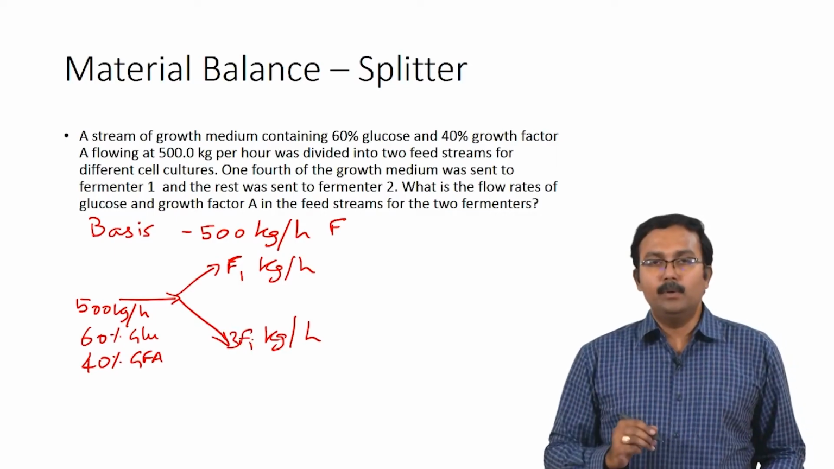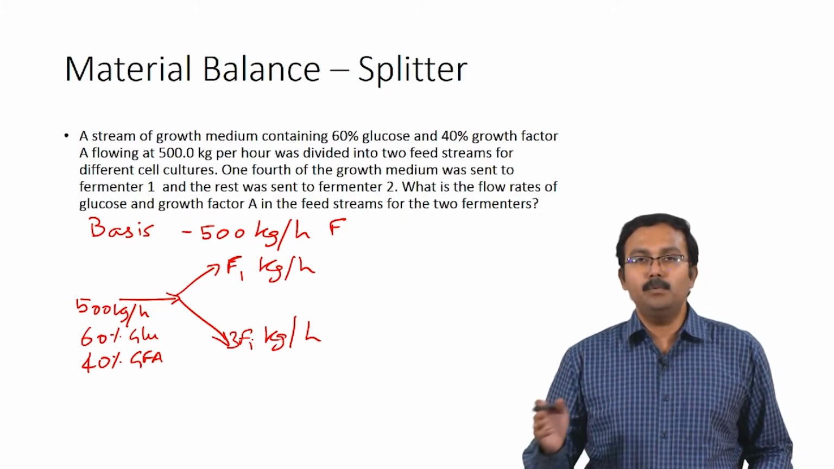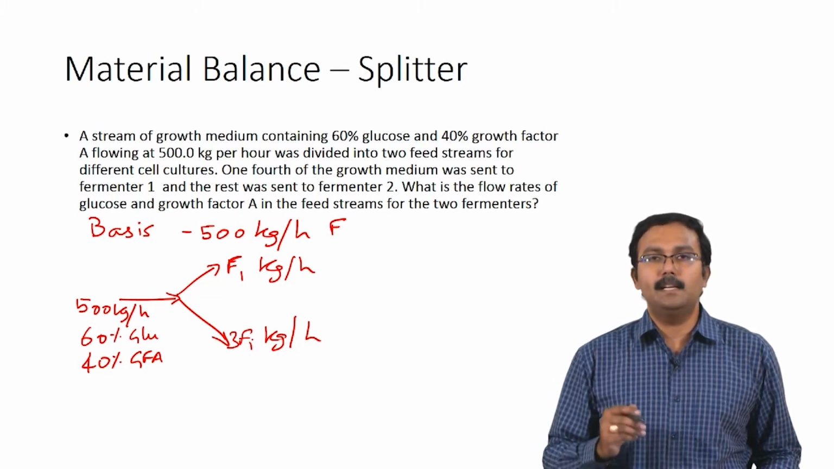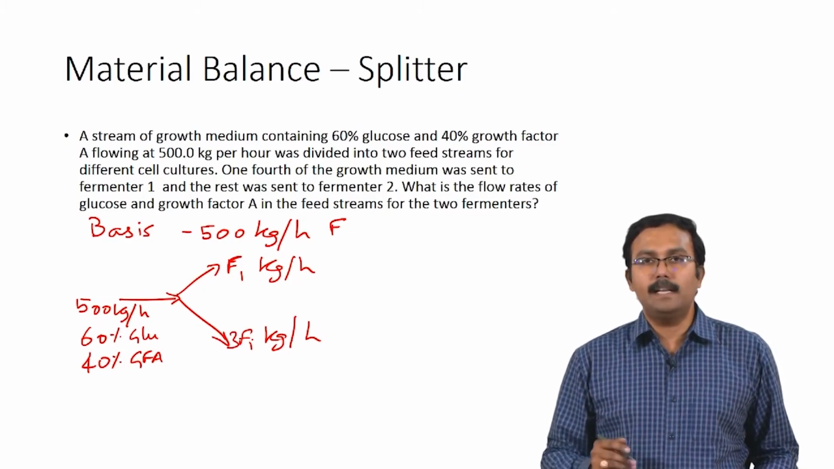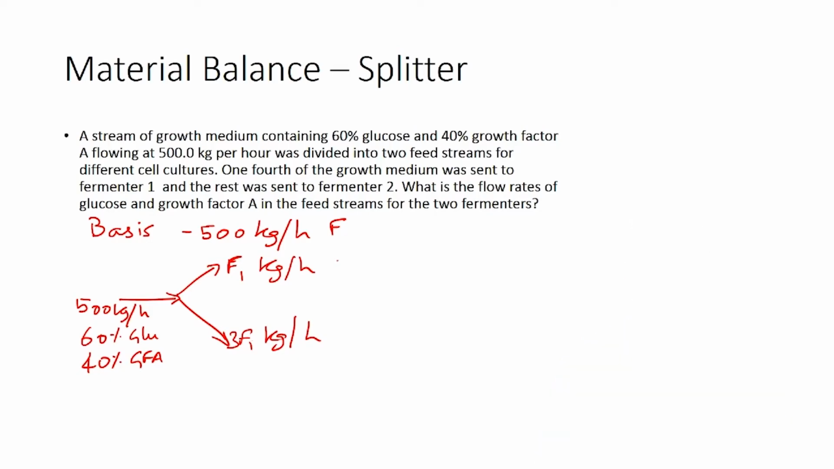As we already know, the splitter makes sure that the flow is split into multiple streams, but it does not affect the concentration of the substances present in the stream. This means these two exit streams would also contain 60% glucose and 40% growth factor A. So the compositions of these two streams are 60% glucose and 40% growth factor A. The same goes for the second stream also.